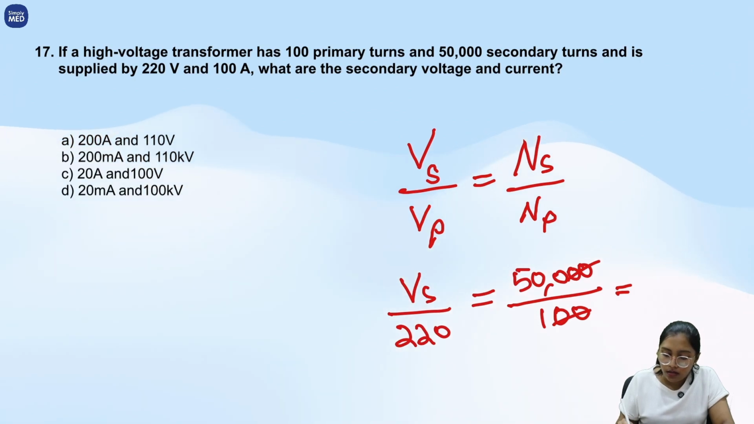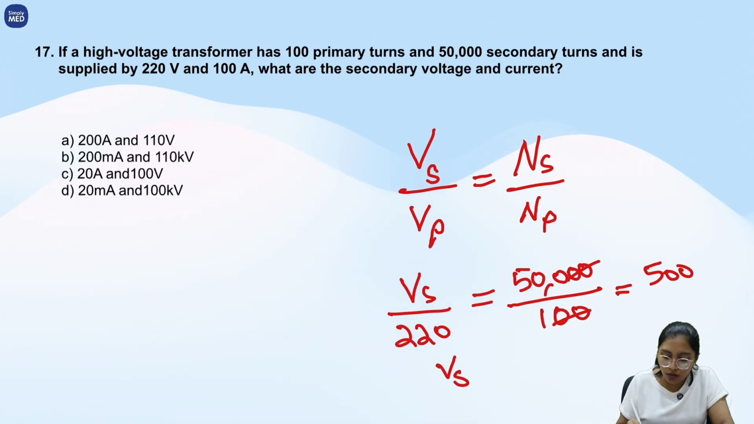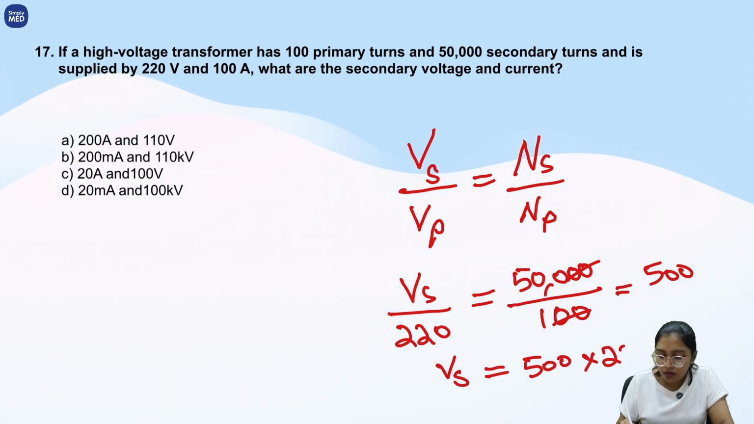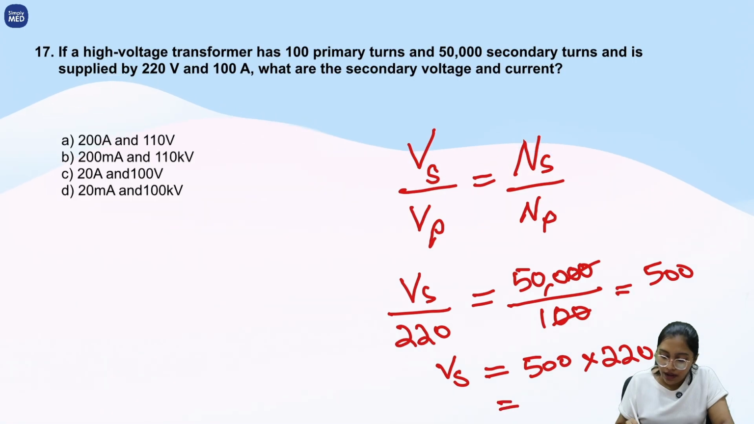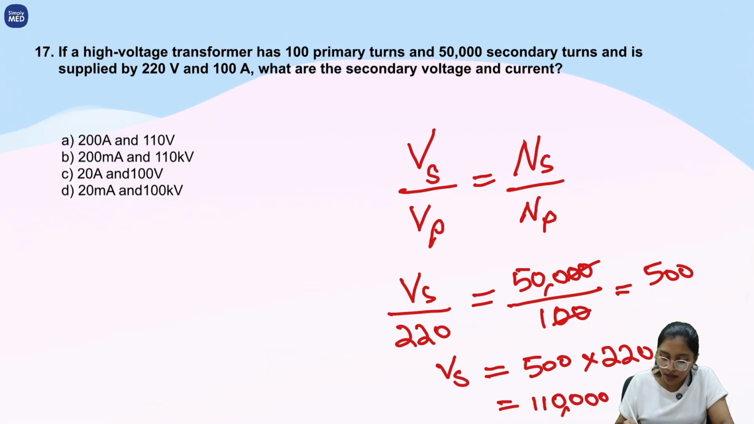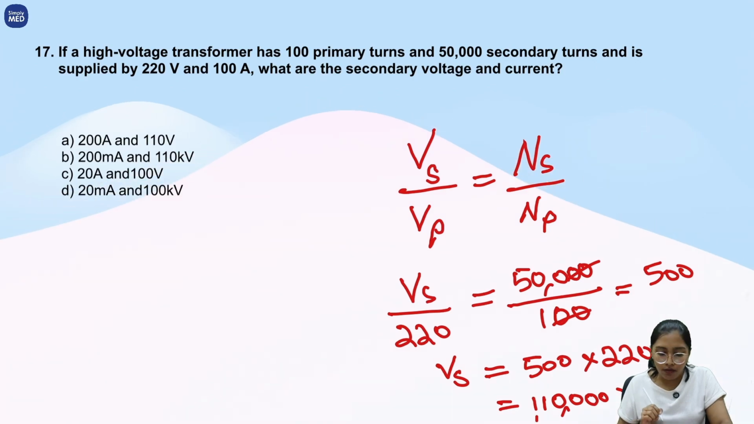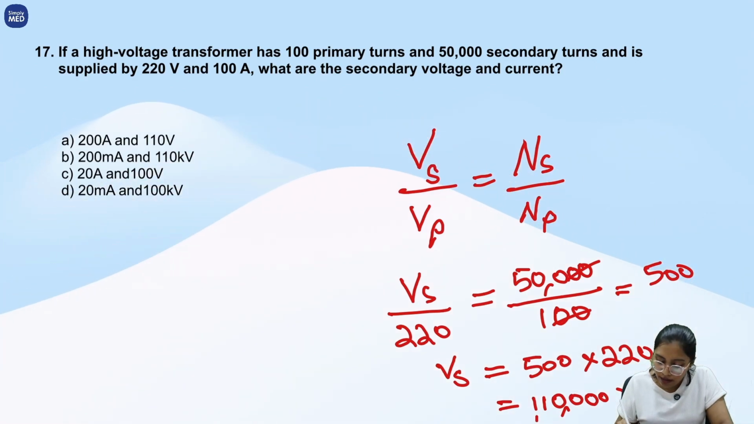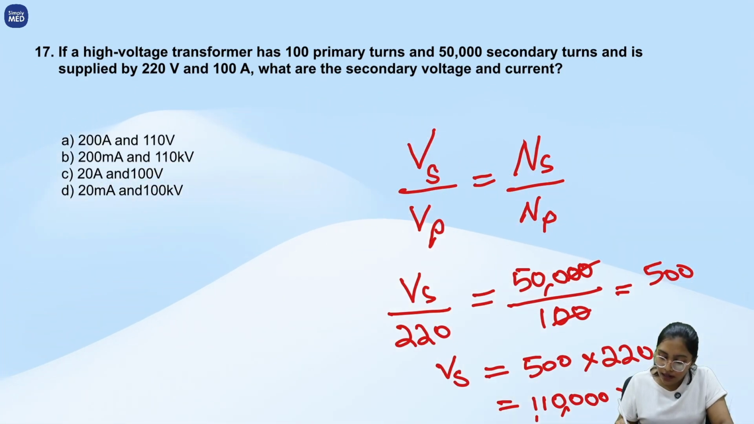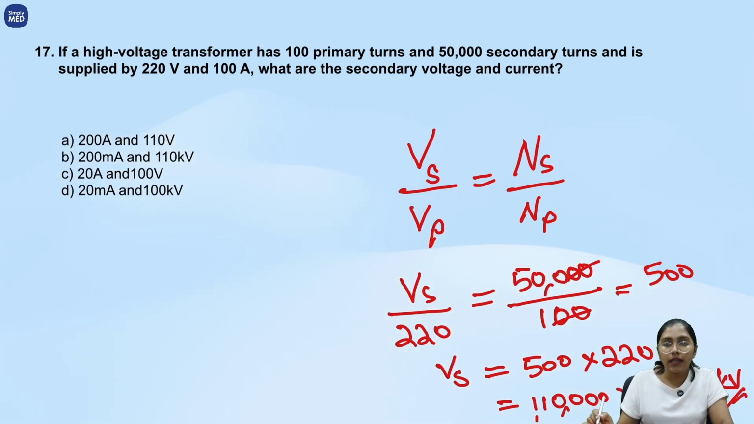Now we can just put the Vs on the left side. So Vs is equal to 500 into 220. 5 into 22 is 110, then 3 zeros. So 1,10,000 volts is the secondary voltage. Okay. This we can write as 110 kV. Okay. So that is the secondary voltage.